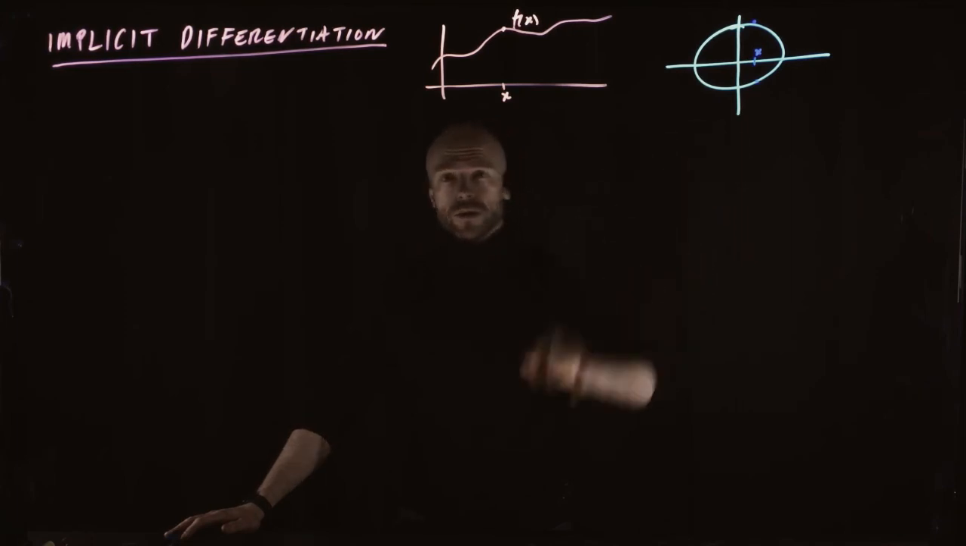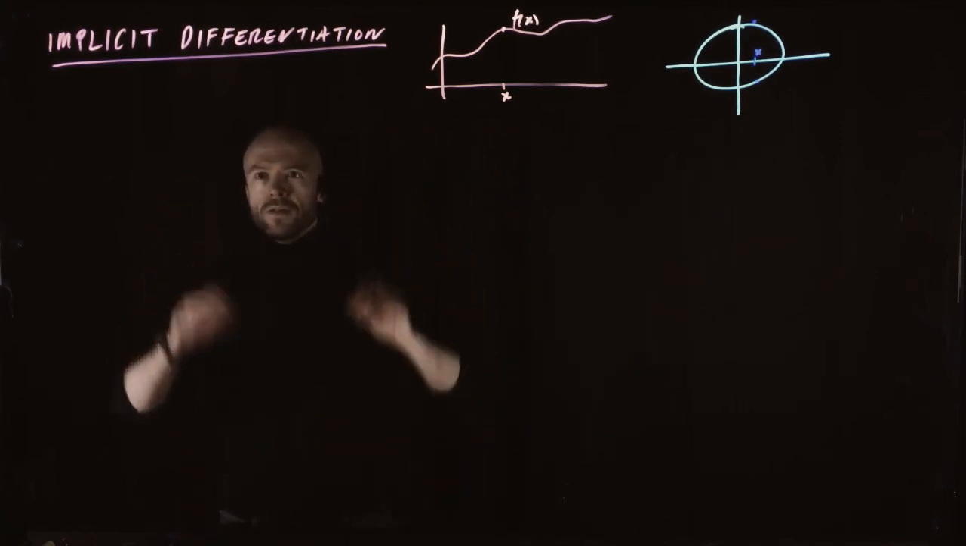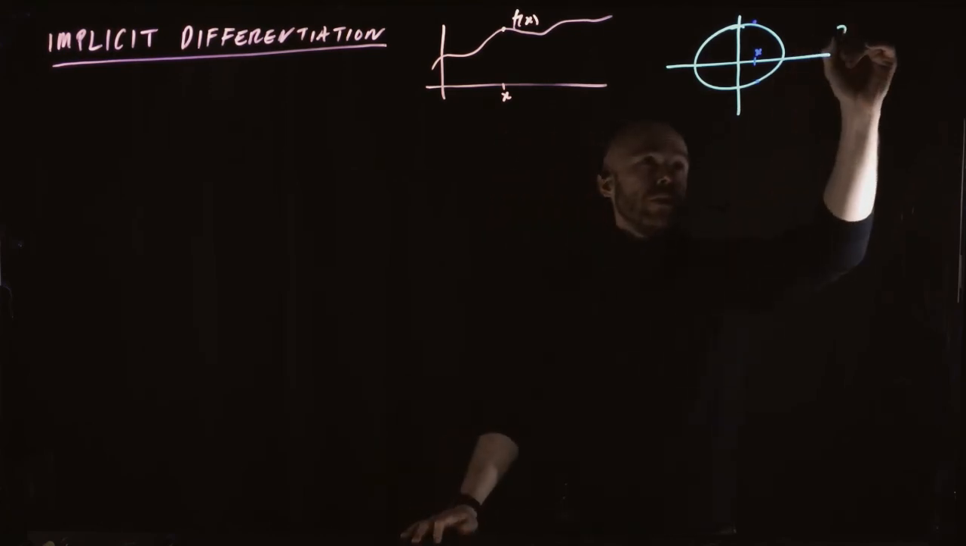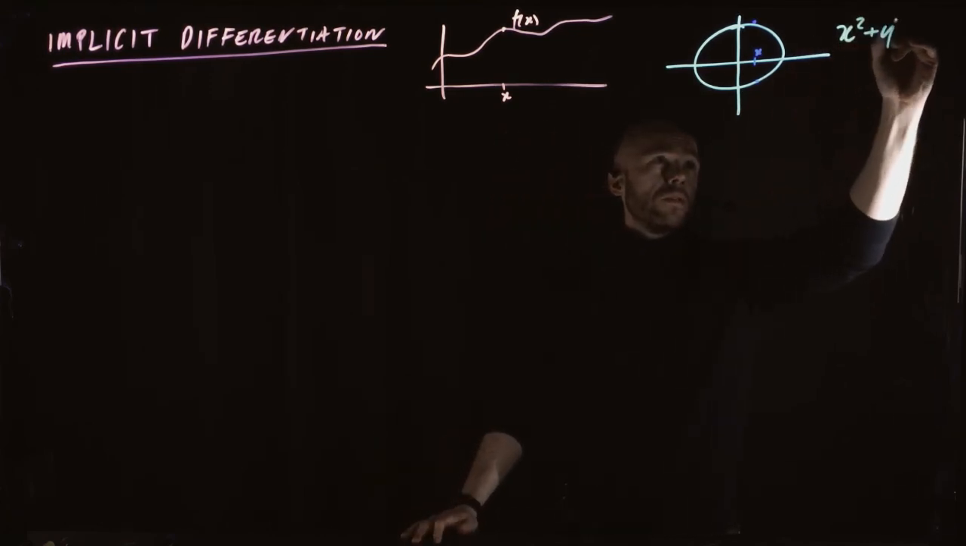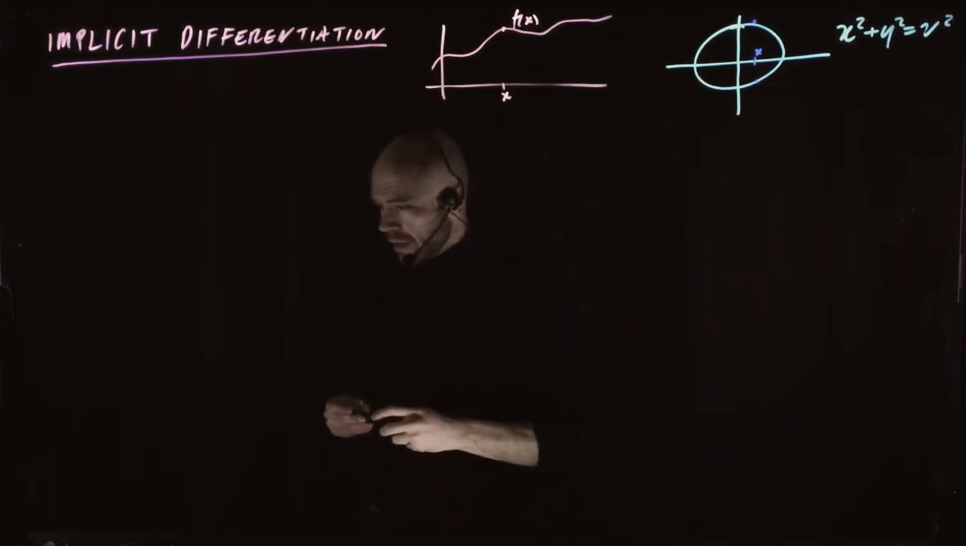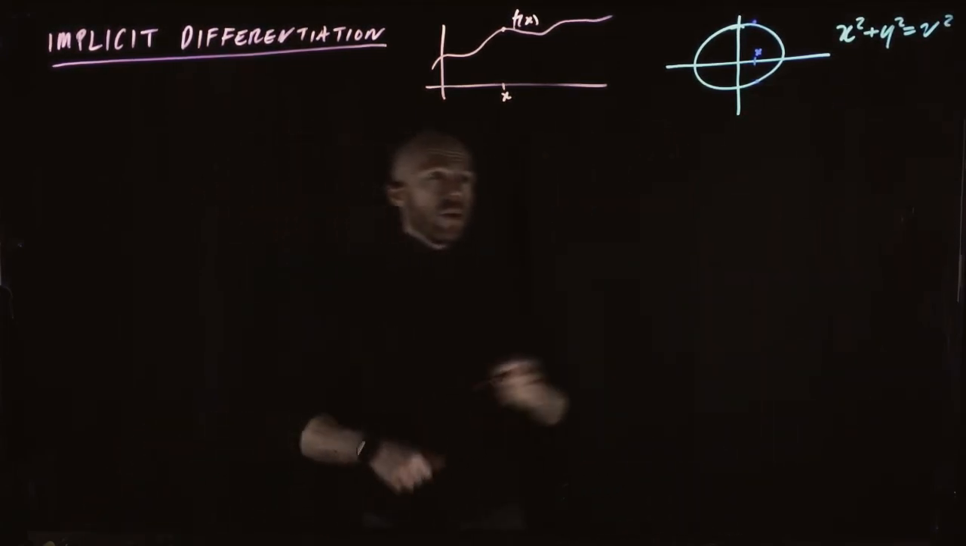And the kind of curves we're interested in will be defined as equations of x and y. So in the case of the circle, it's pretty easy. It is x squared plus y squared equals r squared. Well, I say it's pretty easy. It's pretty easy if you have seen it already.